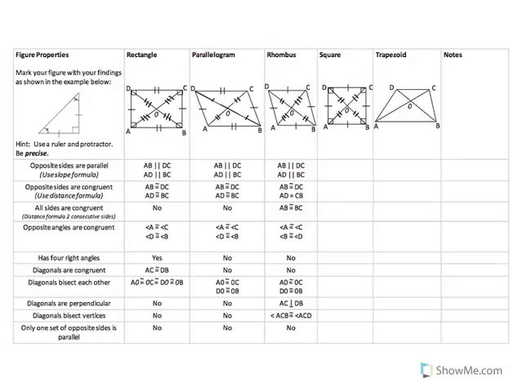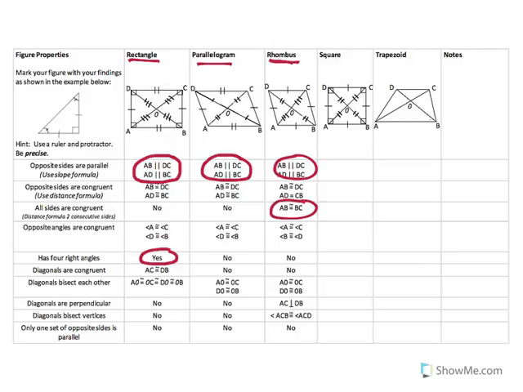Let's review this table here. This table you can keep with you on the test. So make sure that everything is filled out and that under rectangle, opposite sides are parallel is circled, and it has 4 right angles is circled. Under parallelogram, make sure that opposite sides are parallel is circled. And under rhombus, make sure that opposite sides are parallel and all sides are congruent are circled.